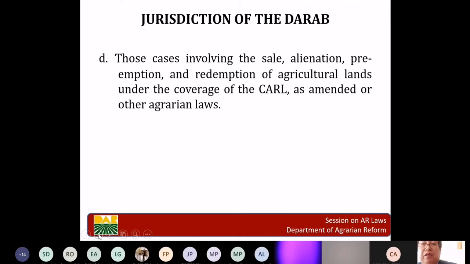And then jurisdiction of the DARAB involving cases on sale, alienation, preemption, and redemption of agricultural lands under the coverage of CARP. I hope ASEC Annabel discussed to you the rights of the farmers under 3844 as amended by 6389, the right of preemption and the right of redemption. Take note of the RUPA case, wherein the Supreme Court laid down the 5 requirements for a valid exercise of right of redemption. Take note also of the case of Basbas versus Entena, and the recent one, Estrella versus Francisco.